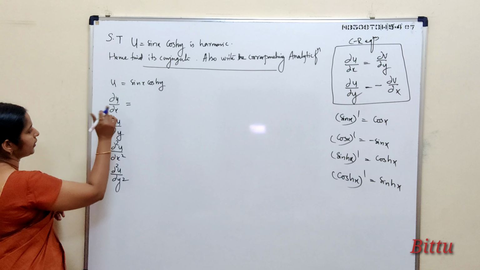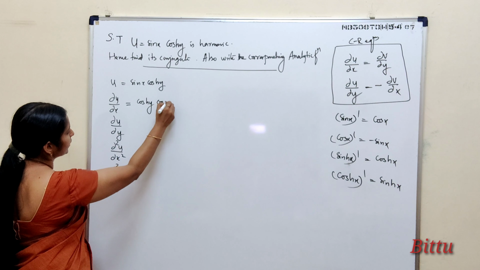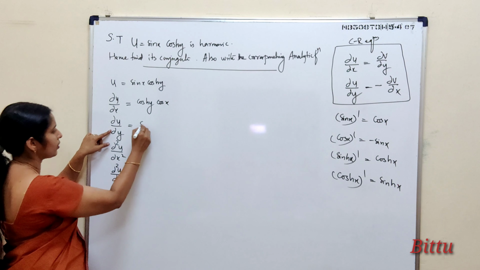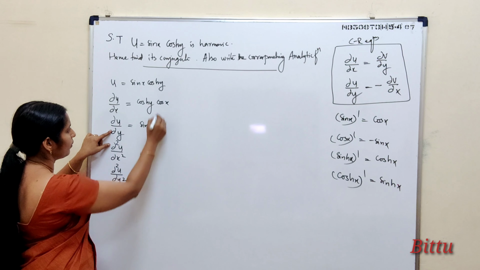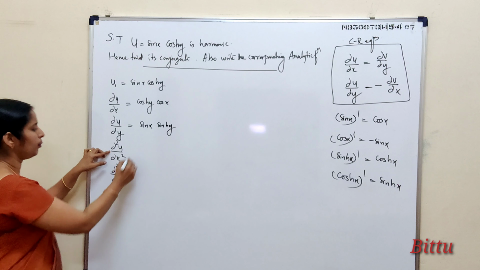So dou u by dou x: cos hy is constant, derivative of sin x is cos x. Dou u by dou y: here you have to keep x as a constant. So sin x is a constant. What is the derivative of cos hy? It is sin hy.